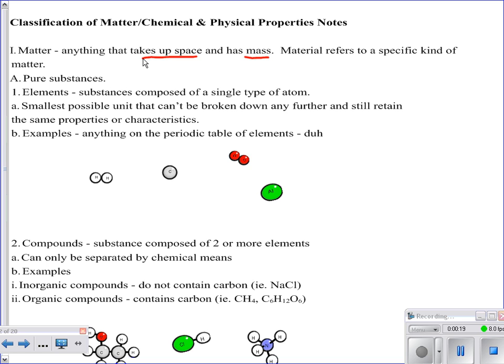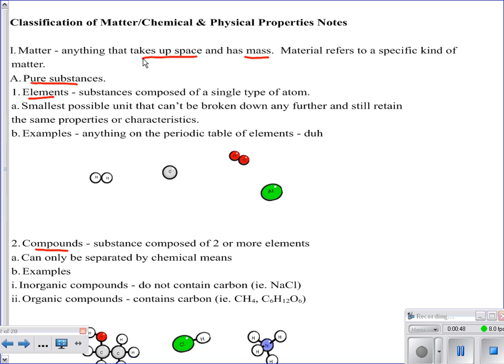There are many different ways that we can classify matter or break this down. First thing I'm going to do is break it down into either being a pure substance or being a mixture, which we'll see comes after this. If it's a pure substance, that means that it can be one of two things. It can either be an element or it can be a compound. And so elements are just going to be those things that you find on the periodic table. They are composed of one single type of atom.